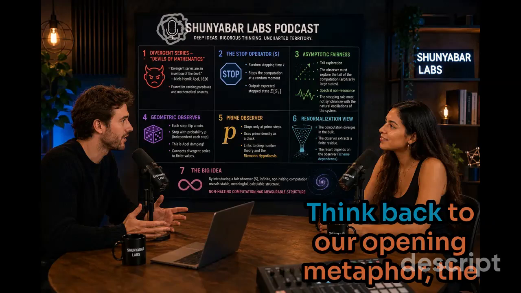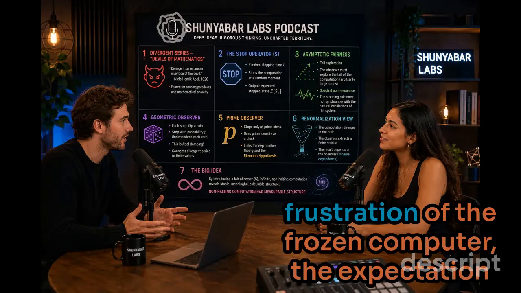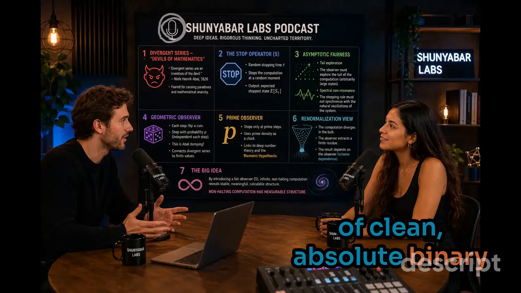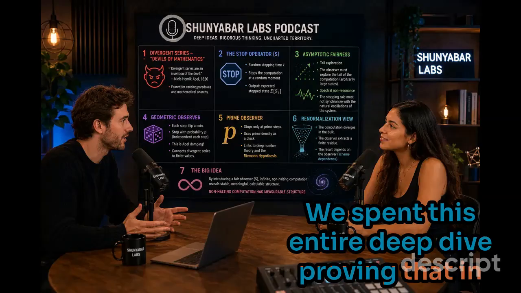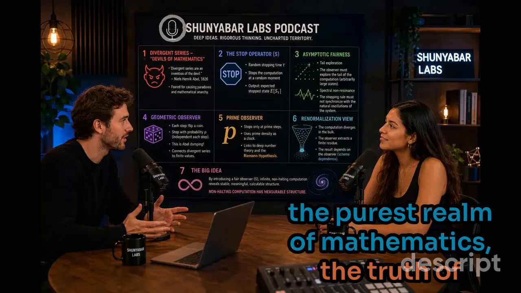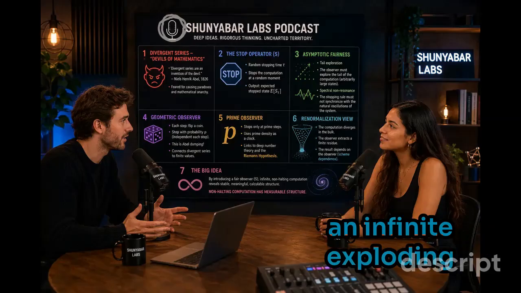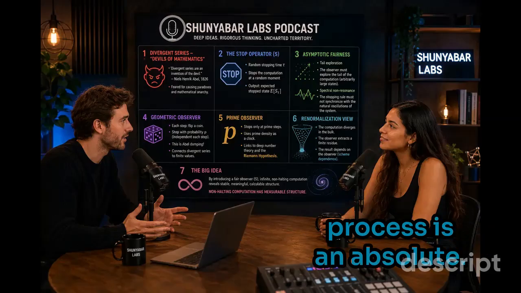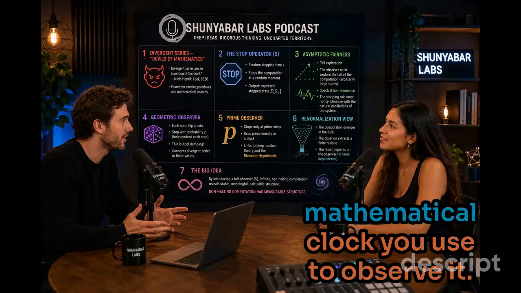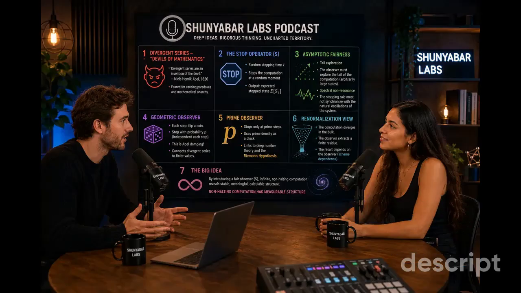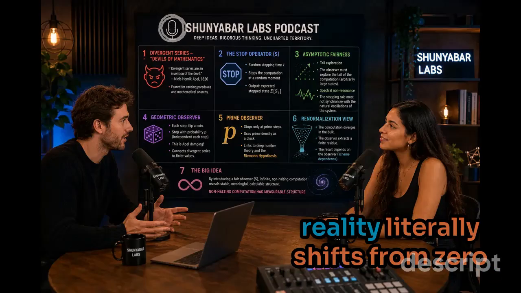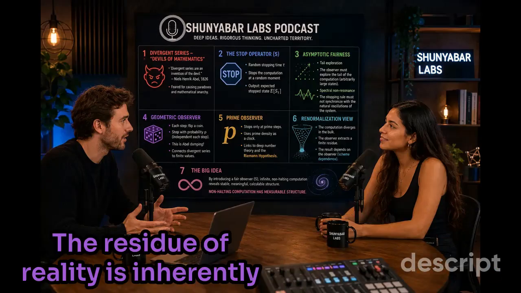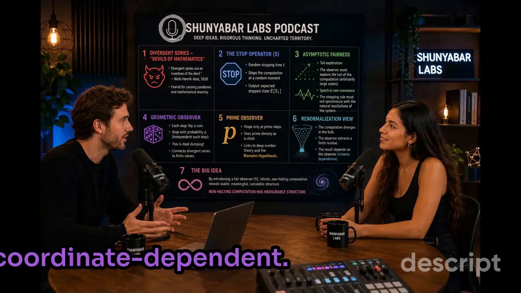Let's hear it. Think back to our opening metaphor. The frustration of the frozen computer, the expectation of clean, absolute binary engineering precision. We spent this entire deep dive proving that in the purest realm of mathematics, the truth of an infinite exploding process is not an absolute. It changes depending on the specific mathematical clock you use to observe it. Whether you use discrete coin flips or continuous radioactive decay, your finite reality literally shifts from 0 to 512 to 13. The residue of reality is inherently coordinate dependent.